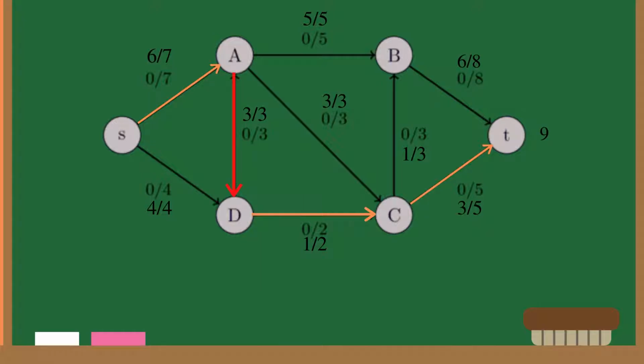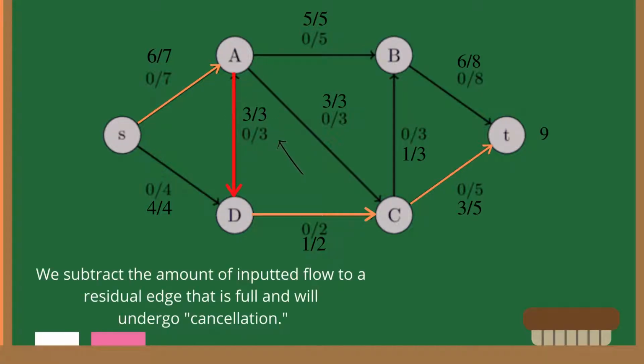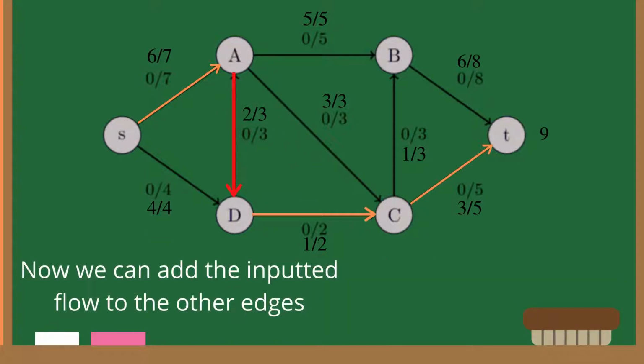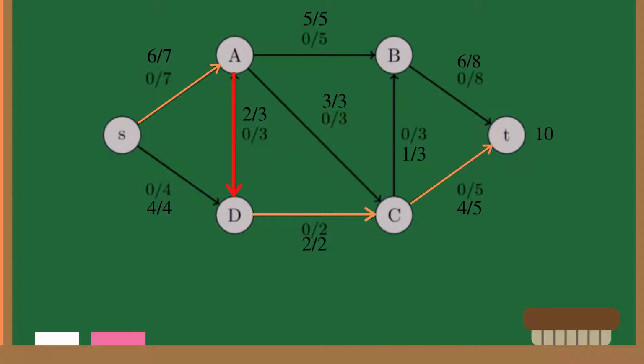There are also certain rules in making a backward edge. The edge's capacity cannot be 0, and if it were to go backwards, it cannot lead back to the source. Now let us input a value of 1. We then subtract 1 from the backward or residual edge due to it becoming backwards. We then add 1 more flow to the other edges in the augmented path and add 1 to the sink.